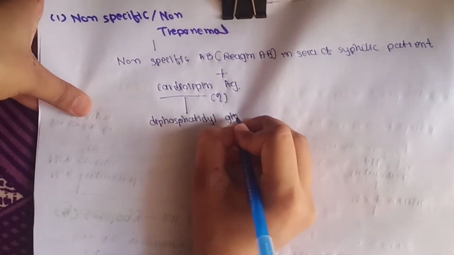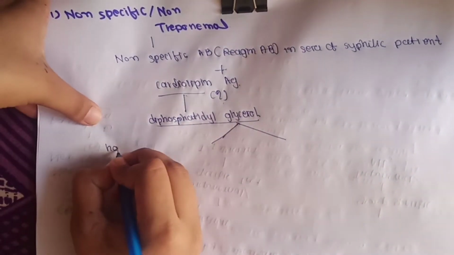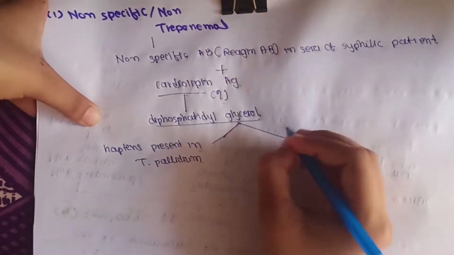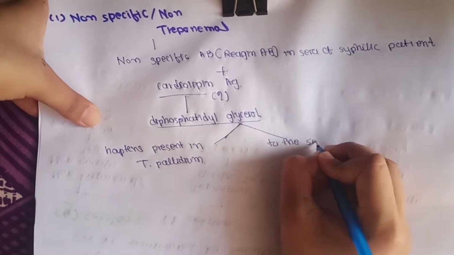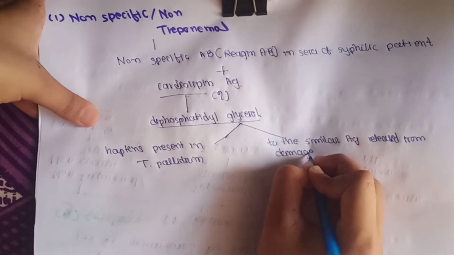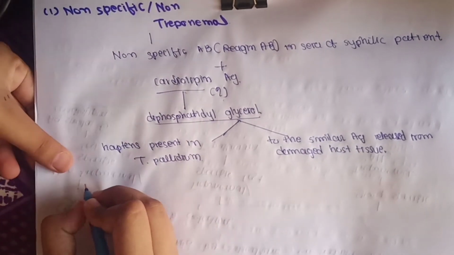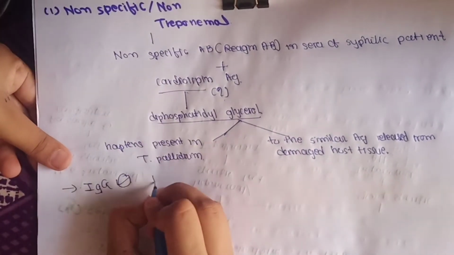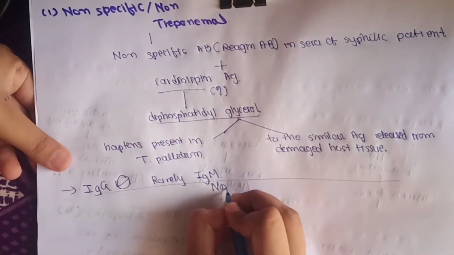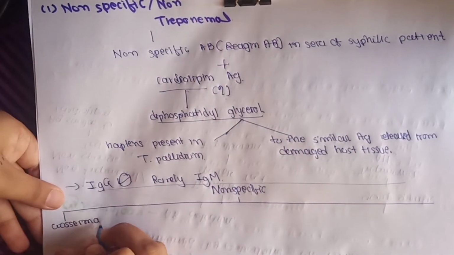Cardiolipin is diphosphatidylglycerol, and it is similar to the haptens present in Treponema pallidum and also similar to the antigen released by the damaged host tissue. So if there is presence of Treponema pallidum, it can react with the cardiolipin and give a reaction. Hence, we can say that it is non-specific because host tissue also gives similar antigen, and these have various methods.